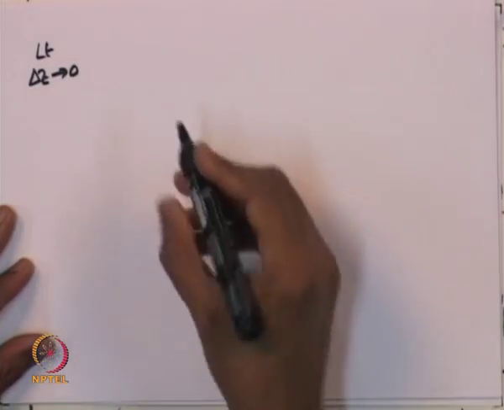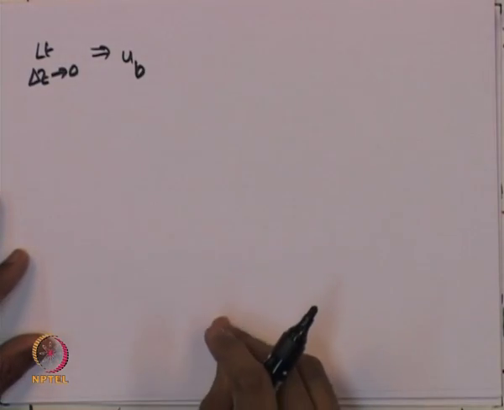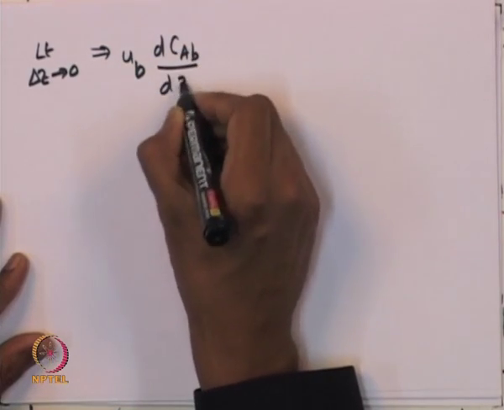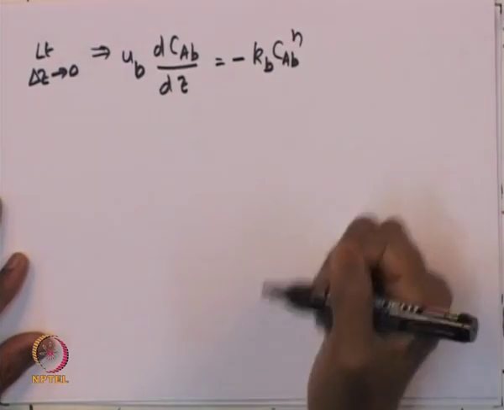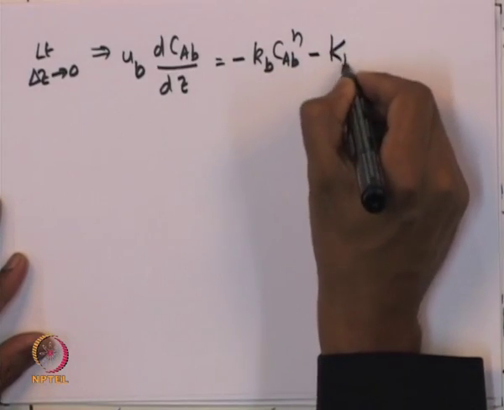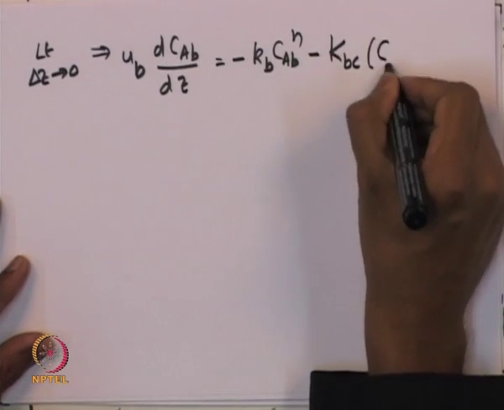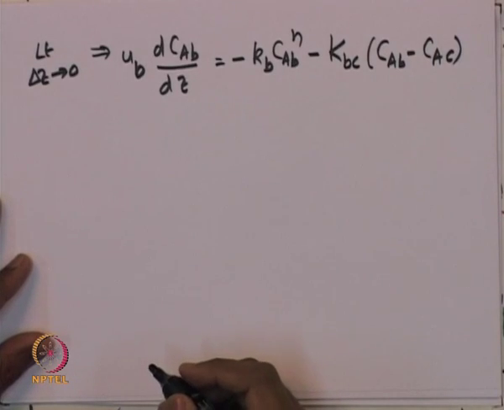Now we can rewrite this mole balance by taking the limit that delta z goes to 0. We can rewrite this as UB, which is the velocity with which the bubble is rising inside the fluidized bed reactor, into dCAB by dz, that should be equal to minus KB CAB to the power of n, minus KBC, which is the mass transport coefficient between the bubble and the cloud phase, multiplied by CAB minus CAC. So that is the mole balance for the bubble phase.